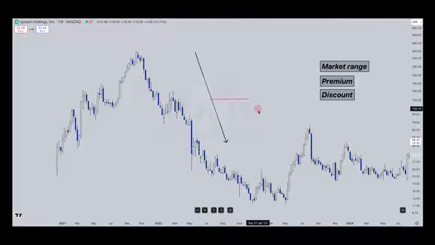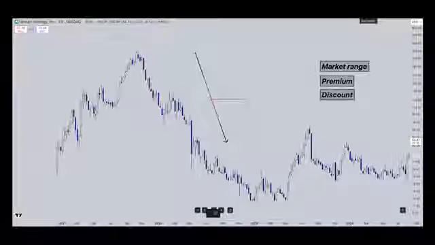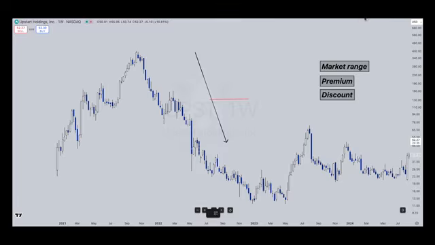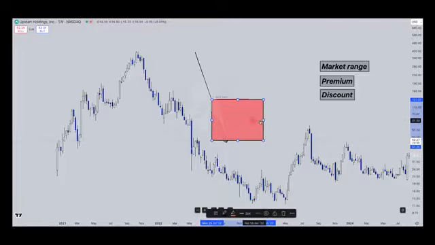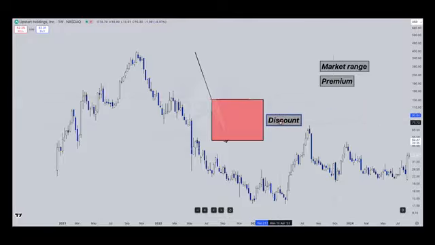Now, that range has an equilibrium. That's the first principle. The second principle is the bottom portion of that range is going to be a discounted area. Participants in the market will look at the lower 50% of that range as a discounted area. Does that make sense to you? They're going to look at this part, the lower 50%, as a what? As a discount.